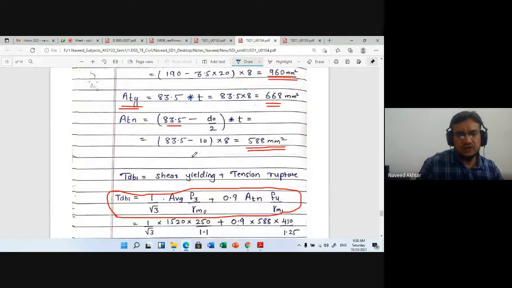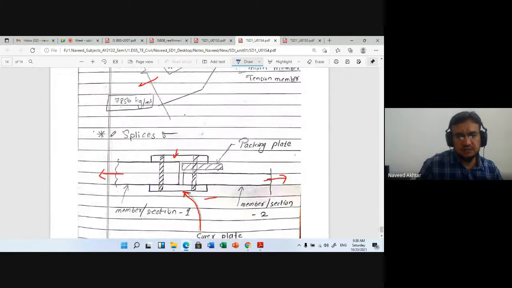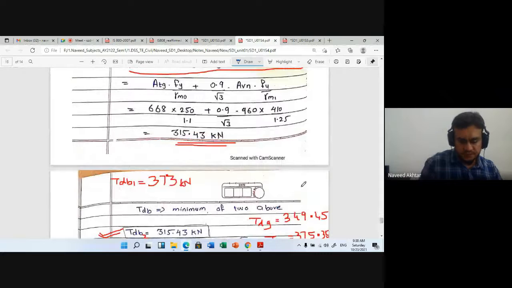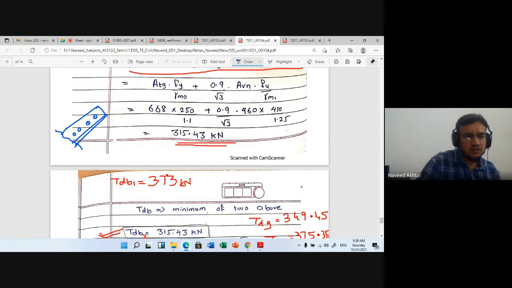So block shear failure generally occurs at some places, and is designed for drawing. So here I will draw. If this is the angle section, this angle is connected with four number of bolts: one, two, three. So the angle is connected with the plate by four bolts.